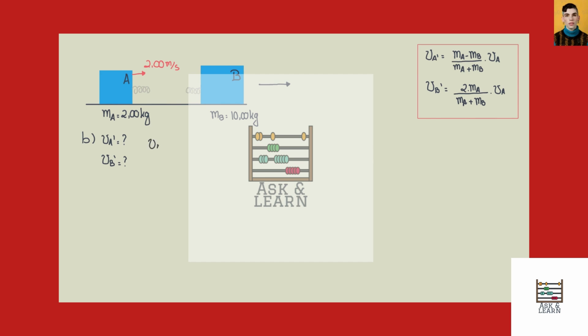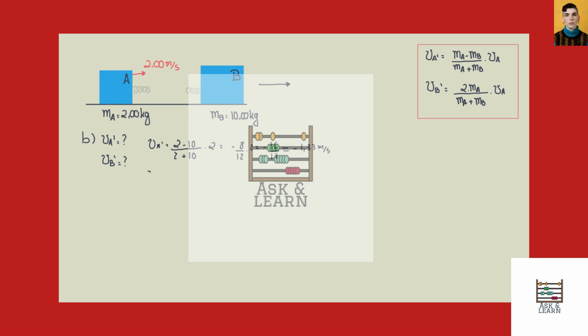Then, by applying these equations, we get the following. vA prime is given by the mass of block A, which is 2, minus the mass of block B, which is 10, divided by the mass of block A plus the mass of block B. And this multiplies the initial velocity of block A. This gives us minus 8 divided by 12 times 2, which is minus 16 divided by 12. And this is approximately minus 1.33 meters per second. So this is the velocity of block A after the collision.